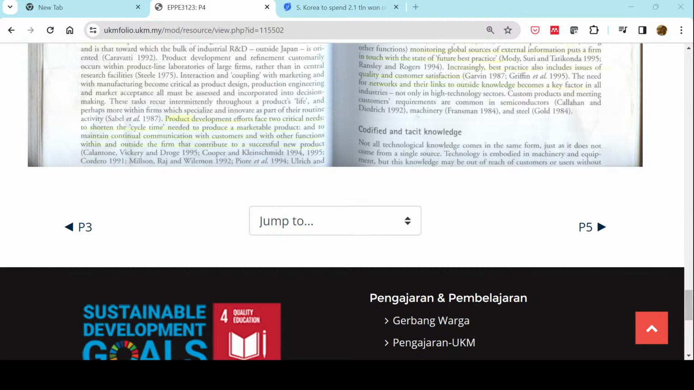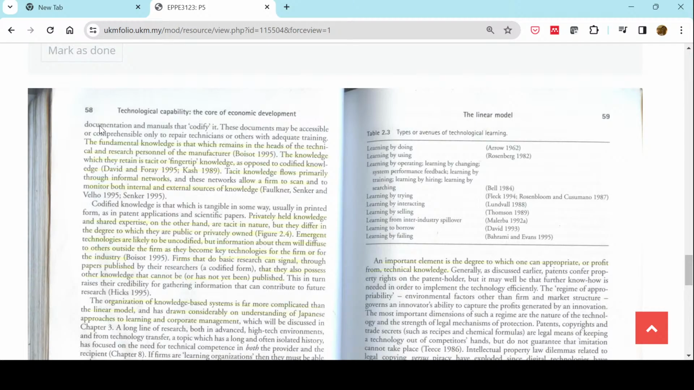Yeah, the codified knowledge, usually it is documented. Yes, that's the word, documented. It's like manuals that codify it. These documents may be accessible, or comprehensible, can be understood only by repair technicians or others with adequate training, but still the information is already codified.